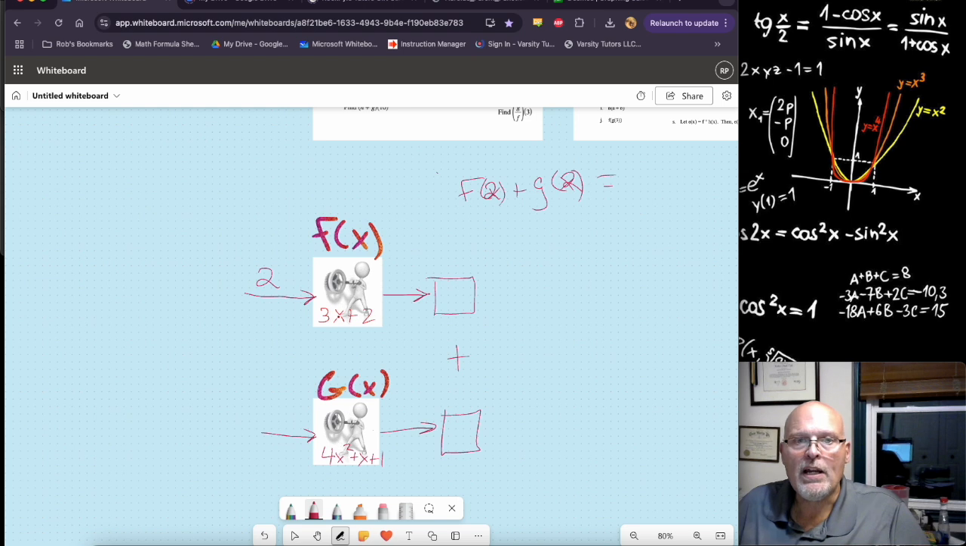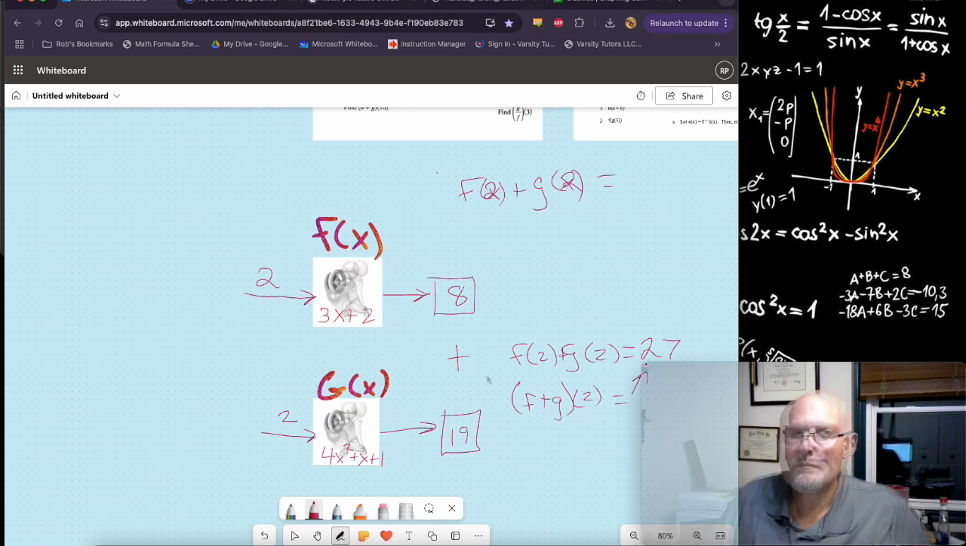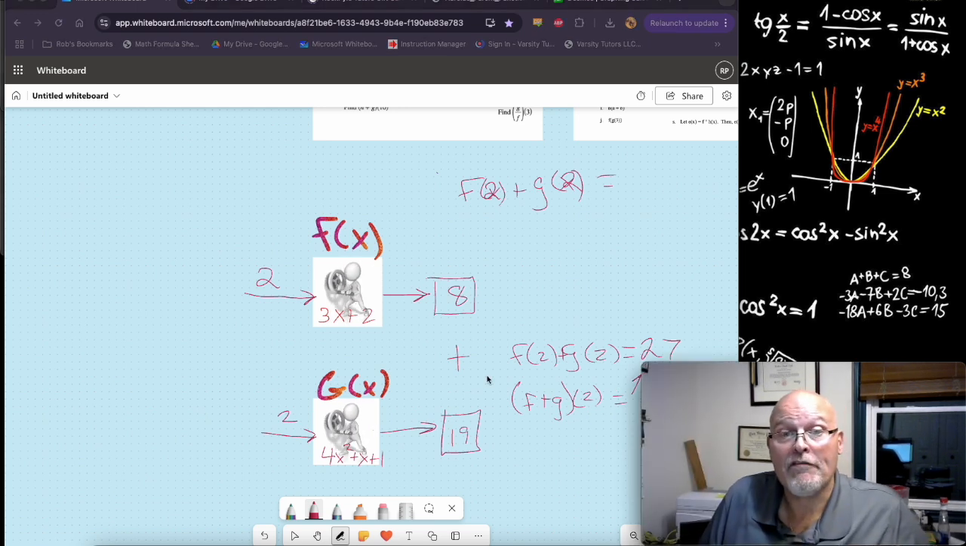So I put 2 in, I get 8 out. I put 2 in here, and I get 16 plus 2, 18 plus 1 is 19. And then I combine them, and so f of 2 plus g of 2 is 27. You'll also see this written f plus g of 2, and it means the same thing. Okay, so that is how you add functions.